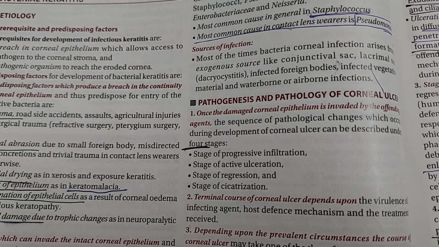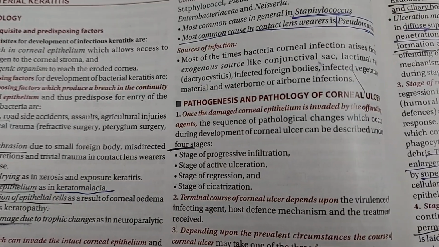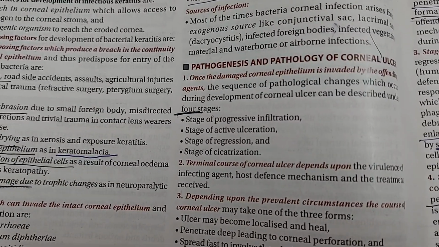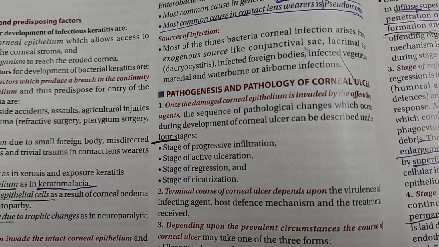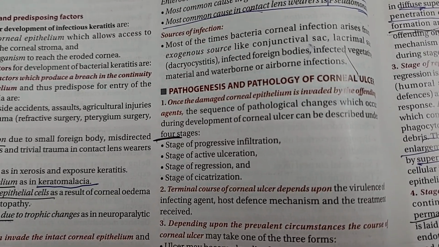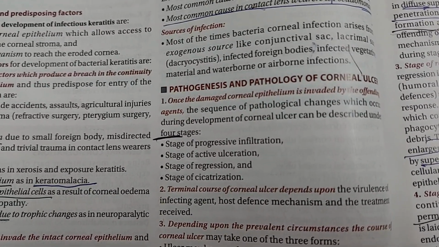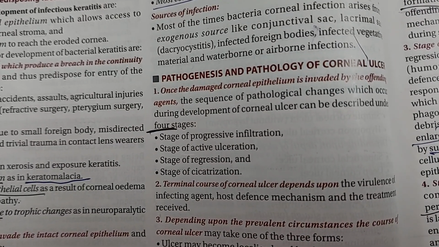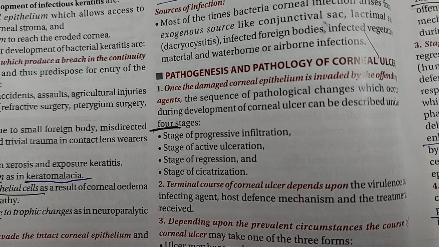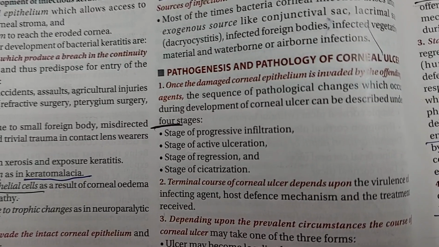Pathogenesis and pathology of corneal ulcer. Okay, pathogenesis is what happens once the corneal epithelium is damaged by the offending agent. Pathogenesis occurs in 4 stages. They are the stage of progressive infiltration, stage of active ulceration, stage of regression, and stage of cicatrization.